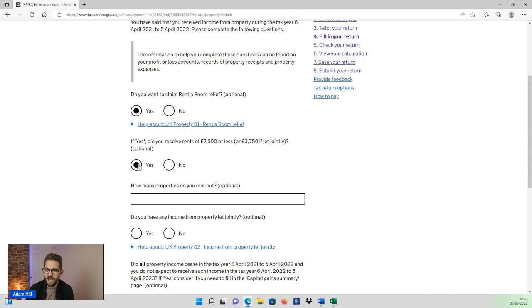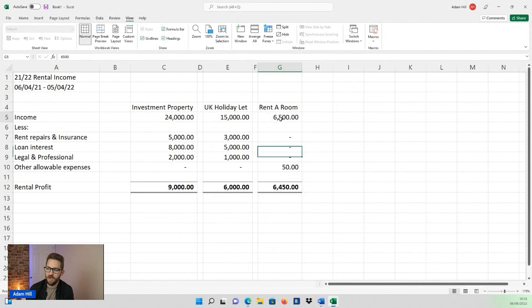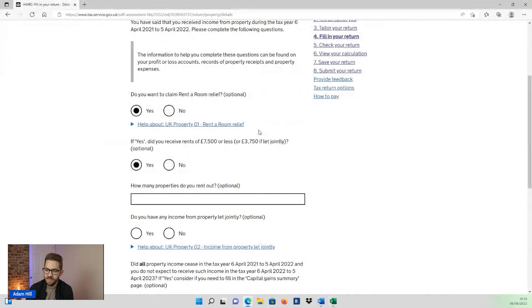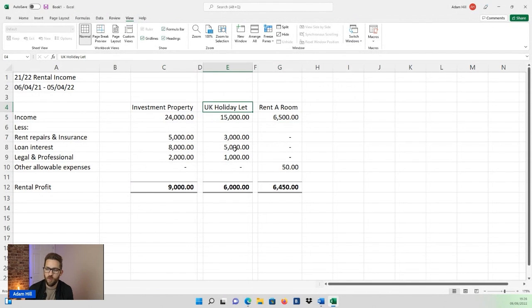And because I've said yes here, I'm telling HMRC that all of my rent-a-room income is covered by the rent-a-room allowance. And actually, I won't have to detail any more information regarding that in this property income section. Now we're being asked, how many properties do you rent out? This is optional. You don't actually have to provide this information if you don't want to. However, in this case, I will. We have 3 properties that we rent out. Remember, I've got 1 investment property, 1 UK holiday let, and 1 room within my own home, which would qualify as a property that I let out.